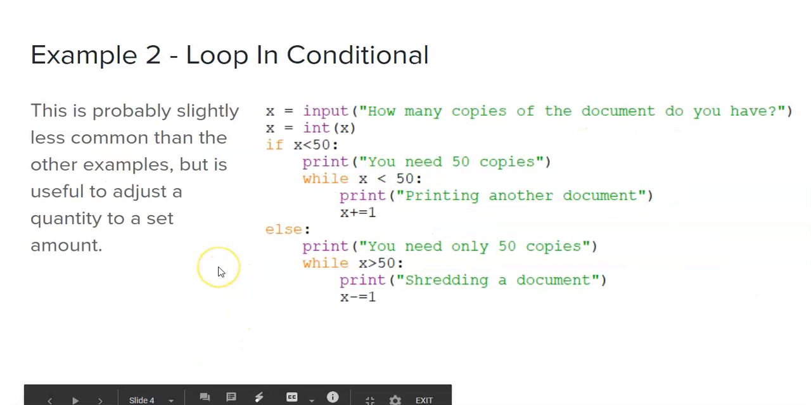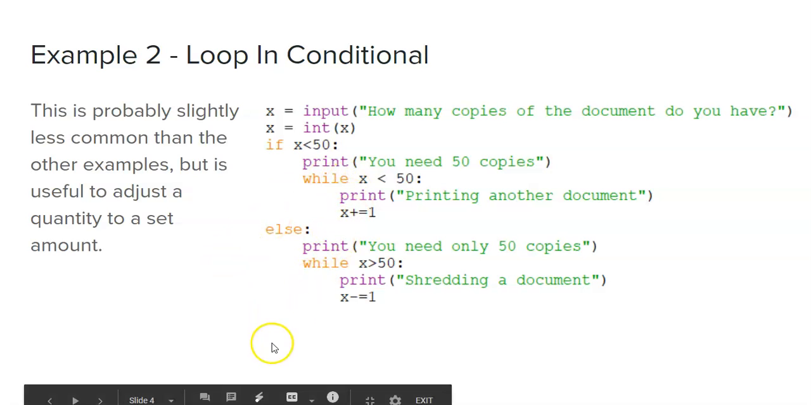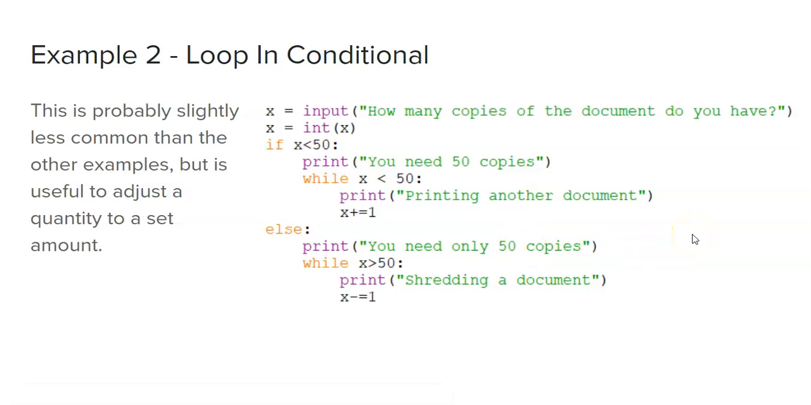A looping conditional is probably not the most common thing. I was trying to think of a real quick example, and this example in the general scheme of things doesn't make that much sense, but it works to demonstrate a loop within a conditional. So say that you have a machine, and this machine is either going to make more copies of a document for you or shred copies if you've made too many.